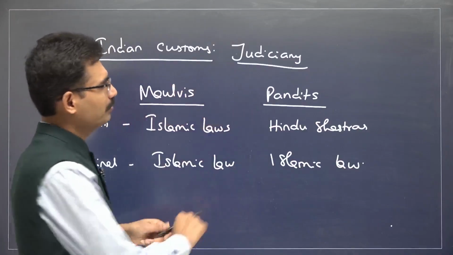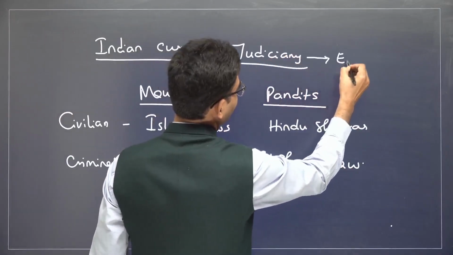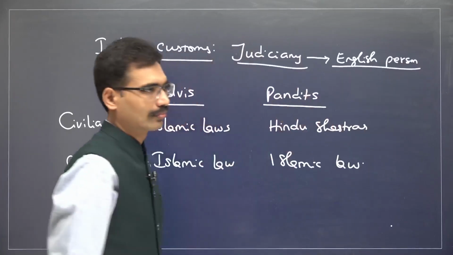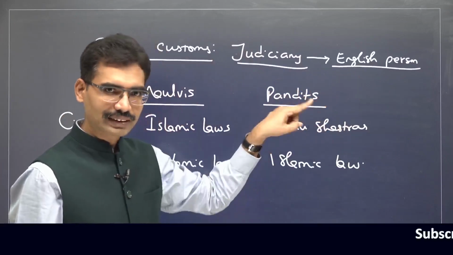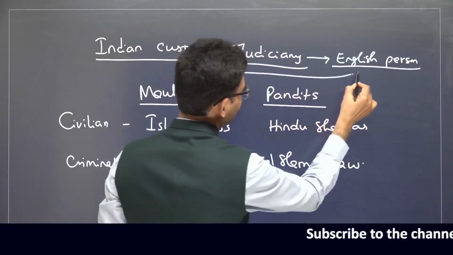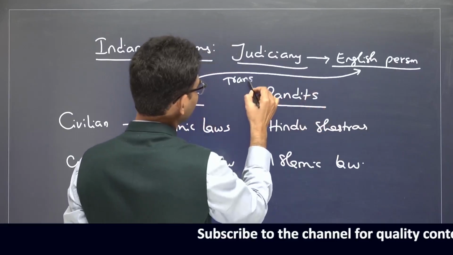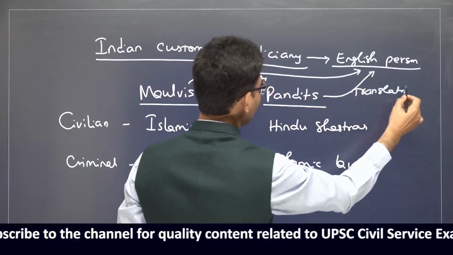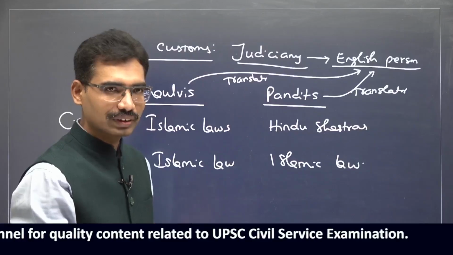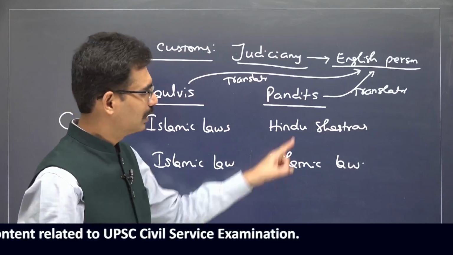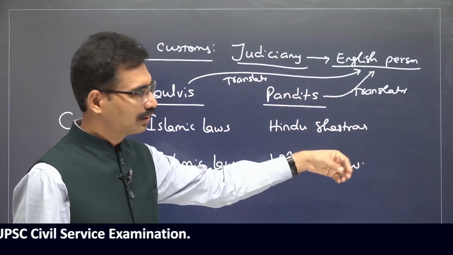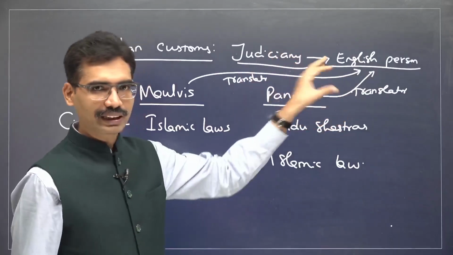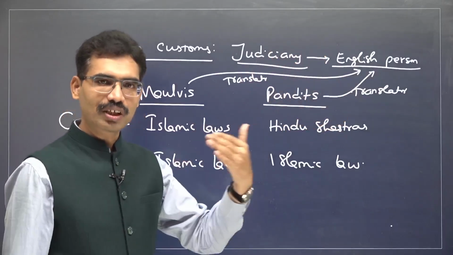Now, if the judiciary is headed by an English person, this English person needed translators. These are the translators, and these are the translators. Now, could you see how Indians are becoming part of East India Company administration? It is Indians only who were giving a chance to the English people to rule India, because that is the system they are creating. In the process, socio-religious reformation also is going to start.